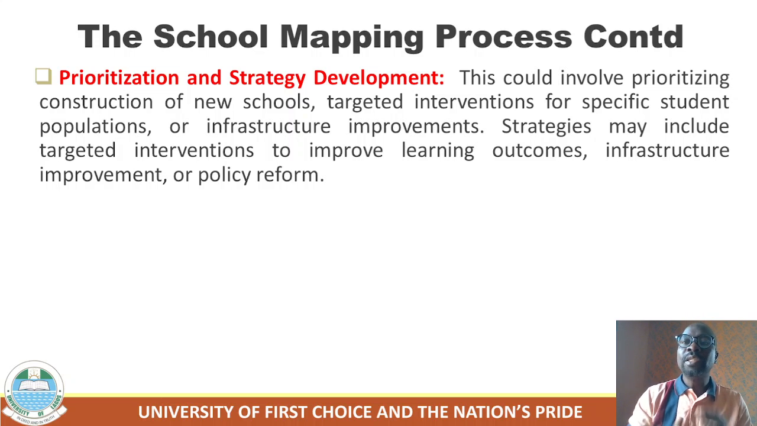So at that stage, there could be the involvement of prioritizing construction of new schools. What are the targeted interventions for specific student populations or infrastructure improvement? What policies do we need to take to address issues that were raised during stakeholders' engagement? Strategies to take, and of course, strategies that may include targeted interventions to improve learning outcomes, to address infrastructure improvement, or for policy reform.